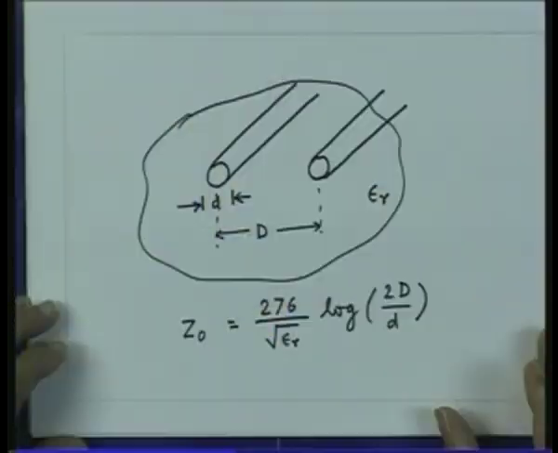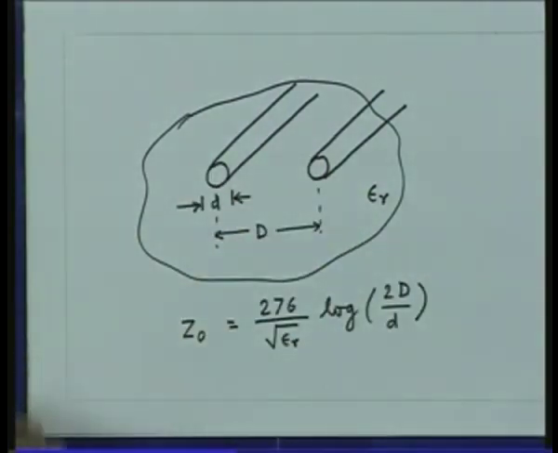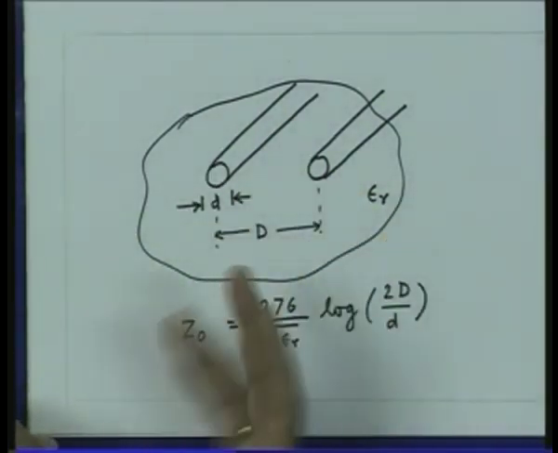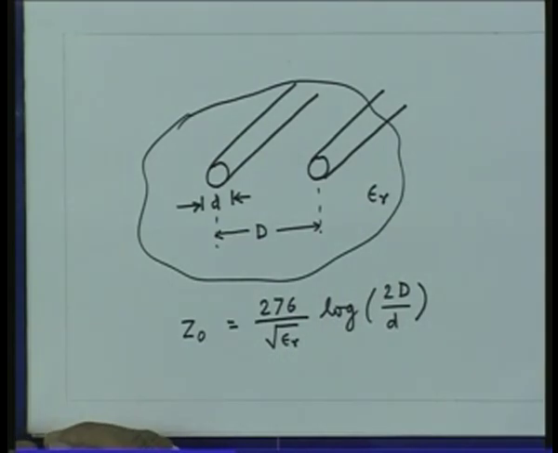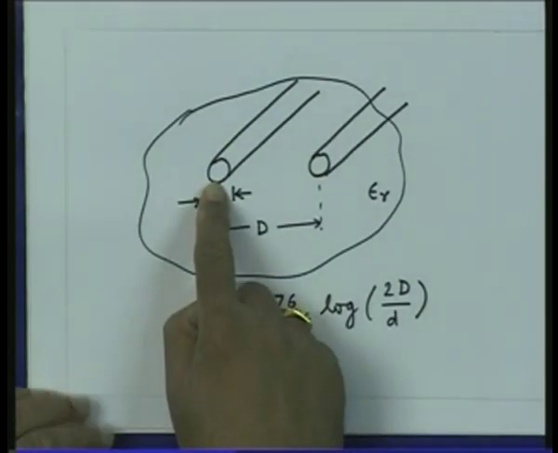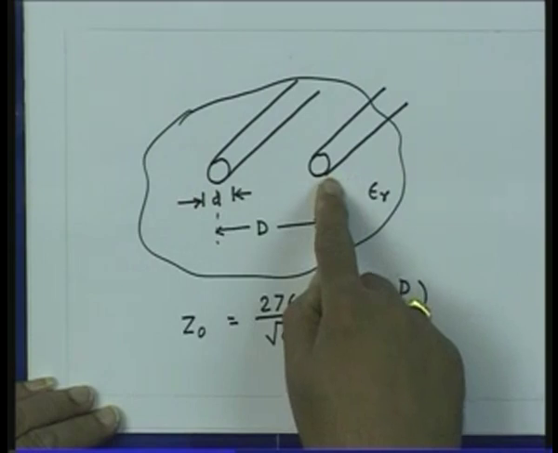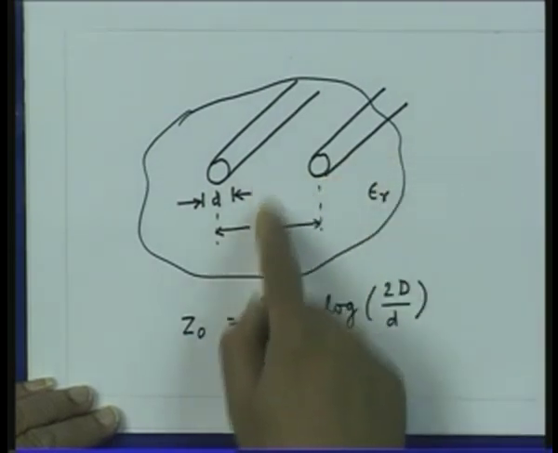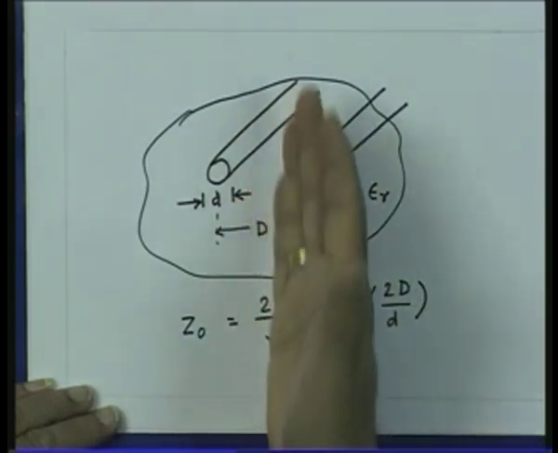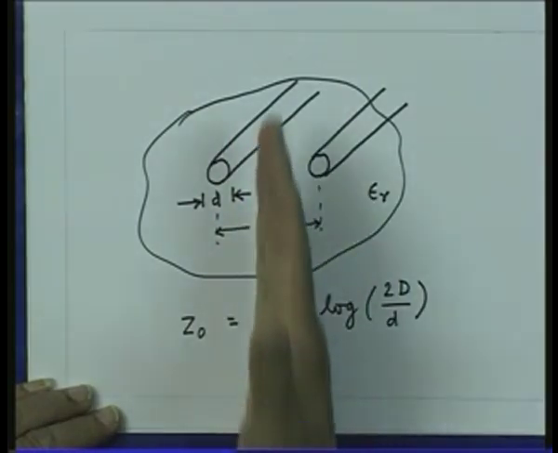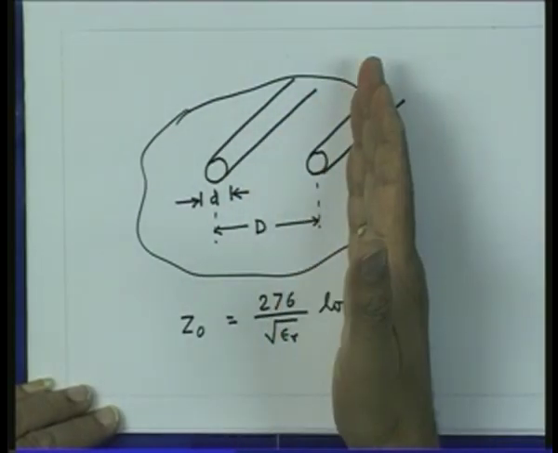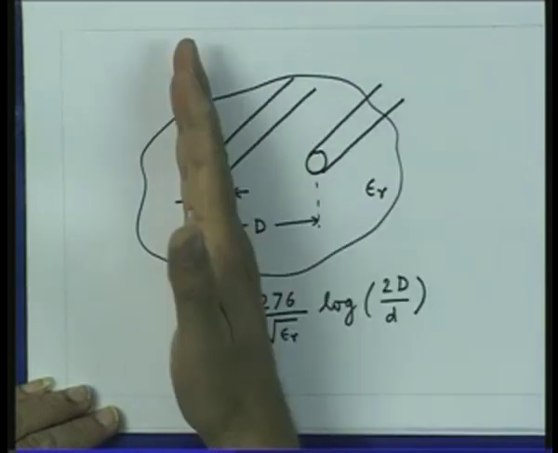If I compare this structure, however, with the other structure which is the parallel wire transmission line structure, this structure is a completely floating structure. There is no ground defined for this structure. So, I can either say one of the conductors is at 0 potential and the other one is at V, or I can say there is a virtual ground defined somewhere. With respect to that ground, this voltage is V by 2 plus and this voltage is V by 2 minus.